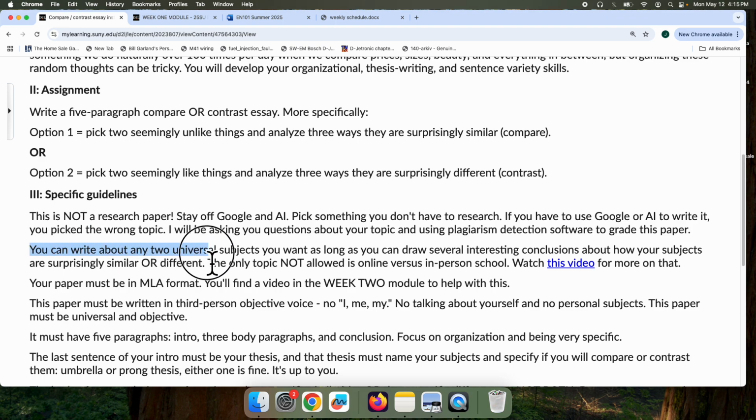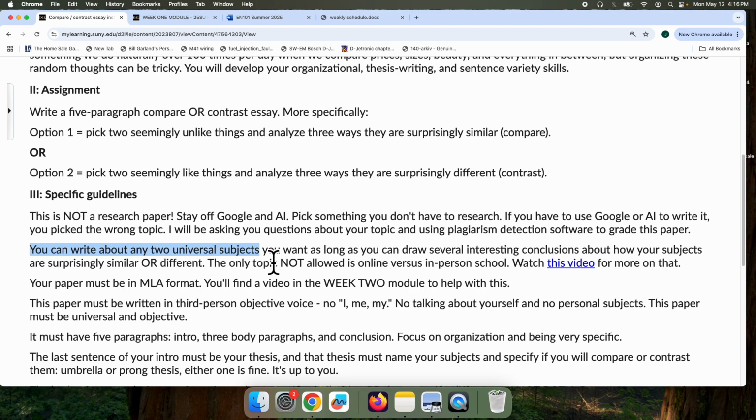Well, you're going to write about whatever you want, as long as you're speaking universally about 2 subjects. And so let me explain that really quick. What it means to be universal is anybody can relate to what you're talking about. So it would not be a fair topic for you to say, I'm a mother and I have 2 twin daughters and they're nothing alike, so I'm going to contrast them. That's personal. That's not allowed. We don't know your daughters.